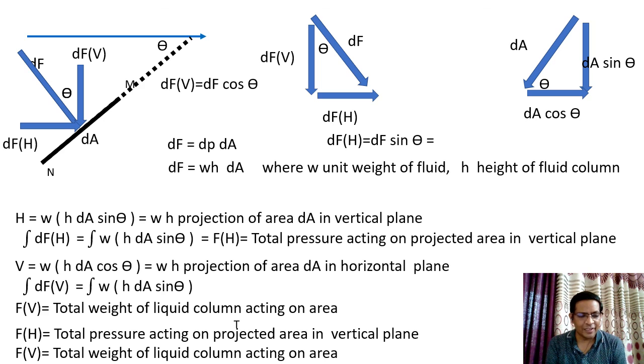So finally, let us summarize. The horizontal component is the total pressure acting on the projected area in a vertical plane, and the vertical component is the total weight of the fluid column supported by the surface.